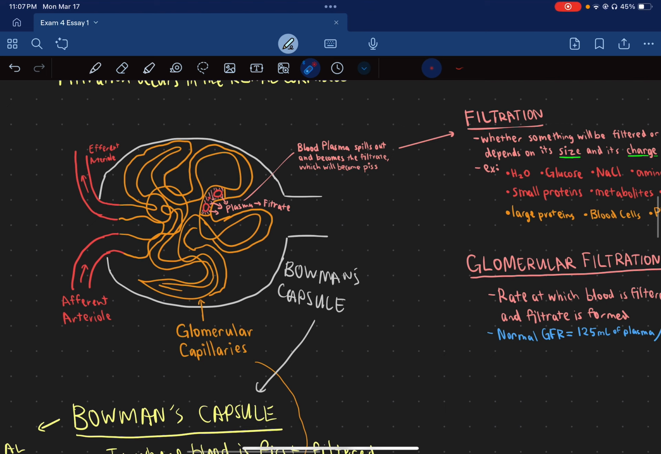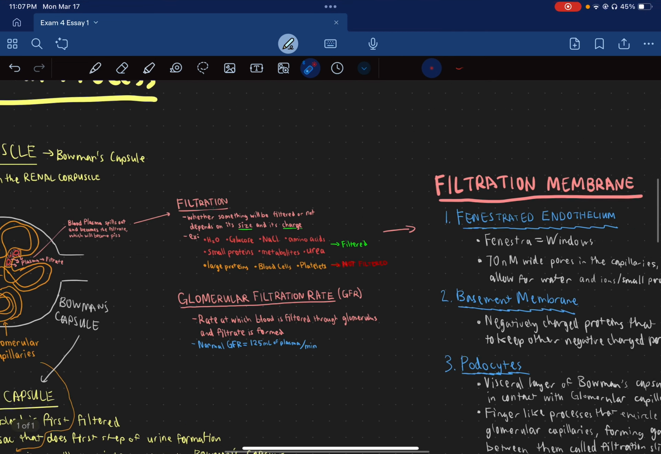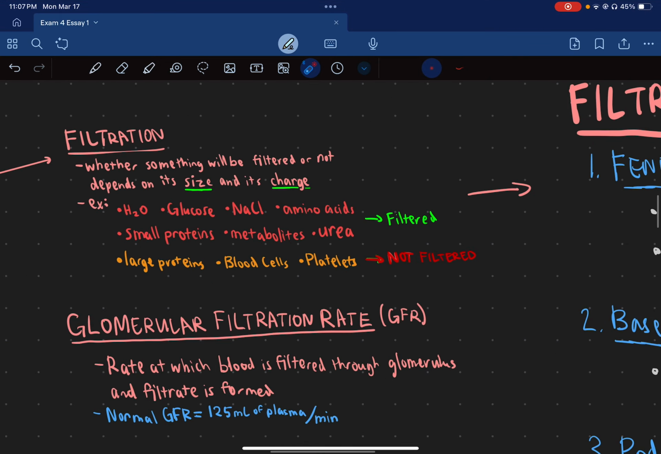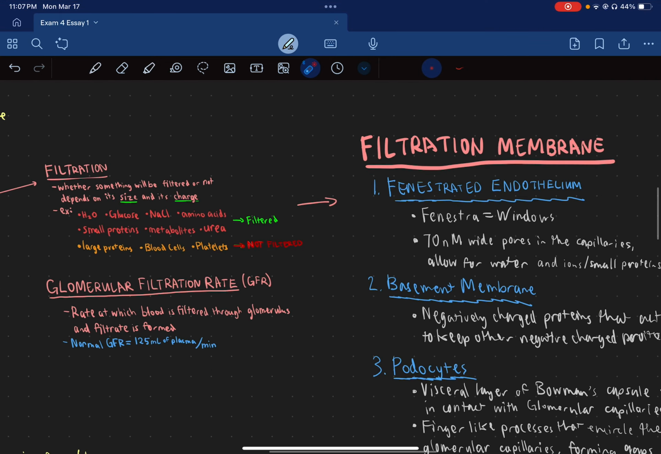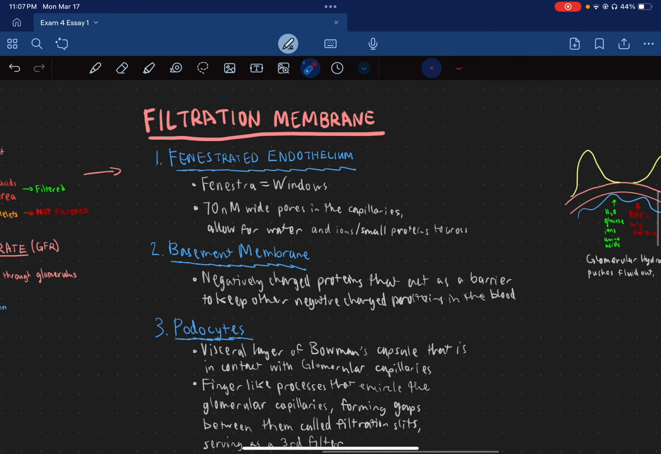So what's going to happen is blood is going to come in from the afferent arteriole and enter into the glomerular capillaries. It's going to cross through, and parts of the plasma are going to be filtered out through a couple different ways. Let me try to find that. There's a couple different ways. There's the fenestrated endothelium, so that's the inside of the capillaries. And fenestra means windows in Latin.